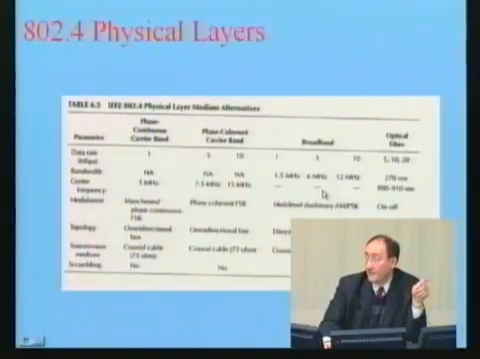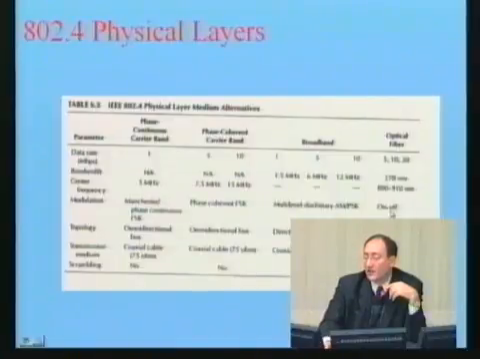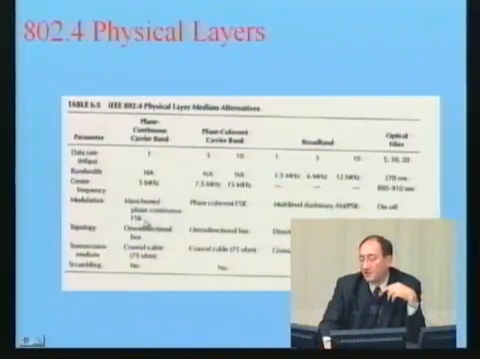Okay? So these are two things that have happened in here. Other than that, these are the modulation techniques that we talked about earlier. For optical, they have on-off. For broadband, they have amplitude and phase shift keying, something similar to QAM. For carrier band, coherent, they have coherent FSK. For phase continuous carrier band, they have non-coherent FSK.